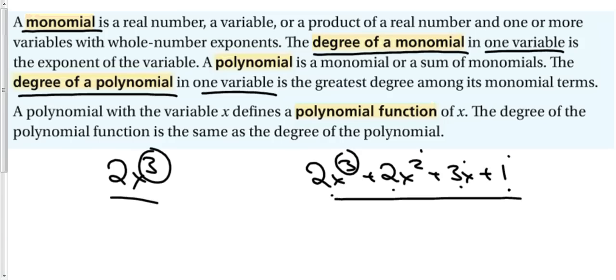A polynomial with a variable x defines a polynomial function. That's just notation. If I wanted to, I can turn this into a polynomial function with function notation, using f of x equals the function in terms of x. The degree of this function is the same as the degree of the polynomial. It is a degree 3.